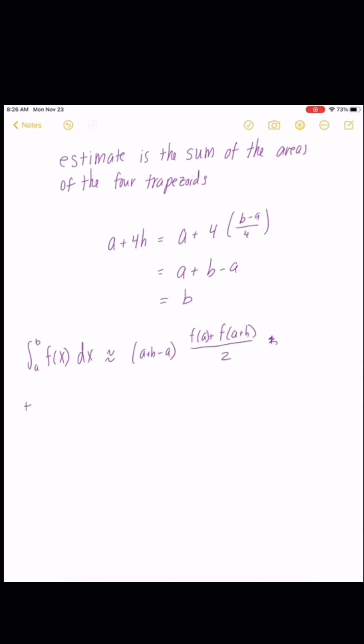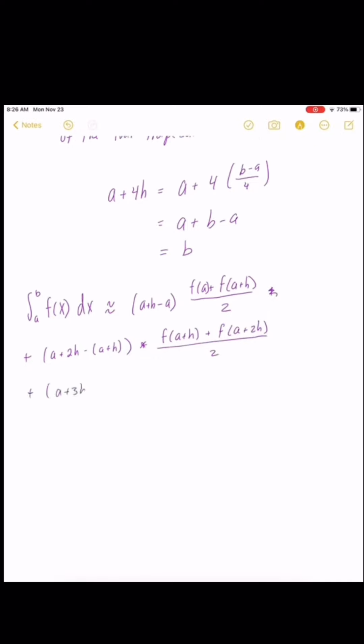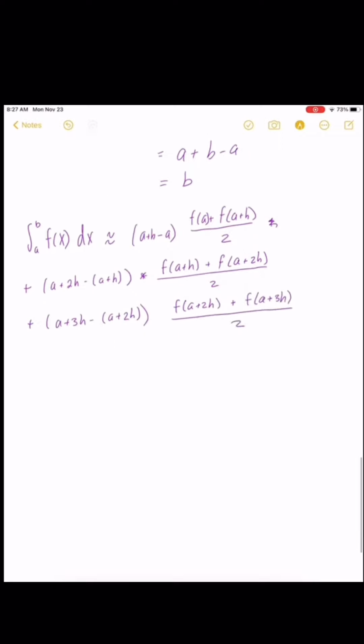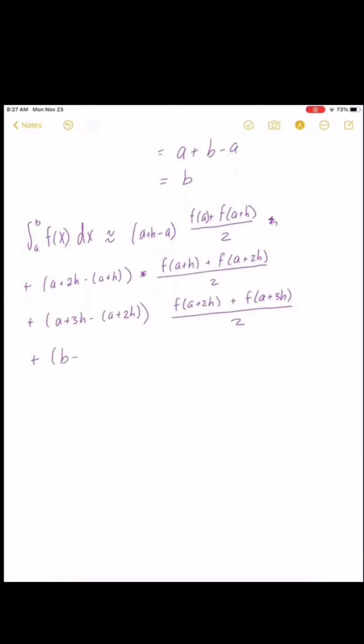The next interval goes from a plus h to a plus 2h, so times f of a plus h plus f of a plus 2h over 2, plus a plus 3h minus a plus 2h times f of a plus 2h plus f of a plus 3h over 2, and then plus b minus a plus 3h times f of a plus 3h plus f of b over 2.